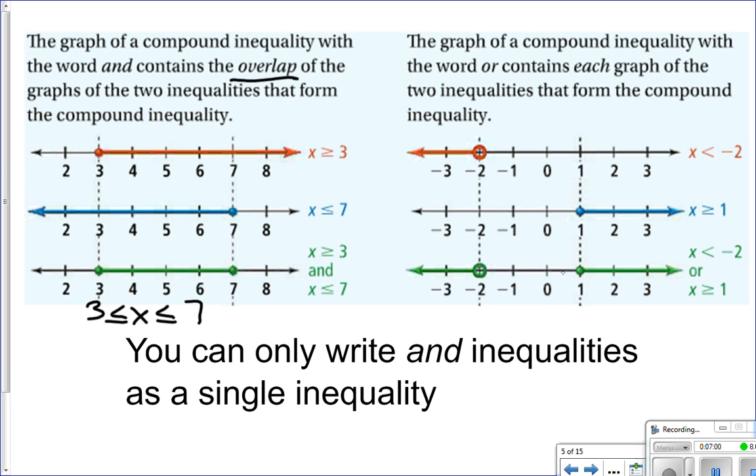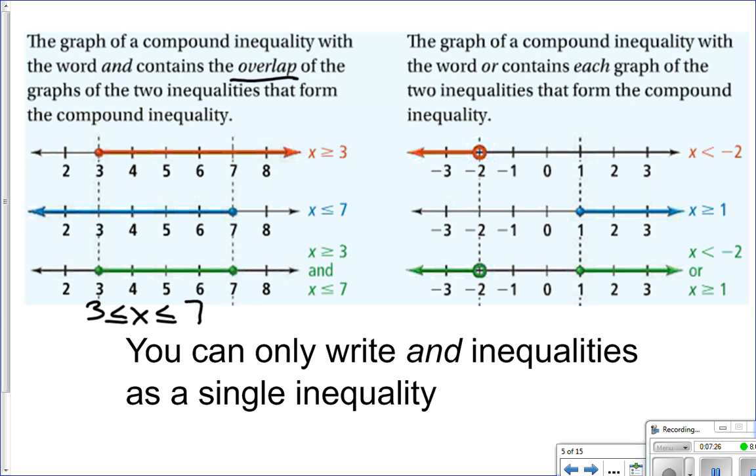And it can't be true for both because notice how they don't overlap. So there's nothing that's going to make both of these true. So either your solution is going to make x is less than -2 true, or x is greater than or equal to 1 true. And this is what the graph of it looks like. Now notice the "and" inequality is where they overlap. The "or" inequalities are going in opposite directions.